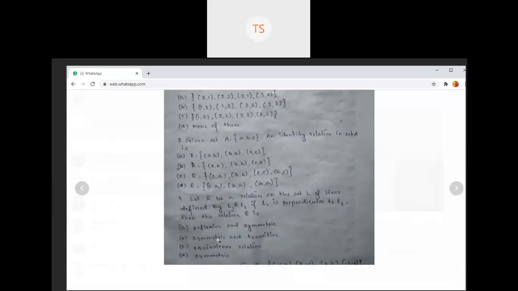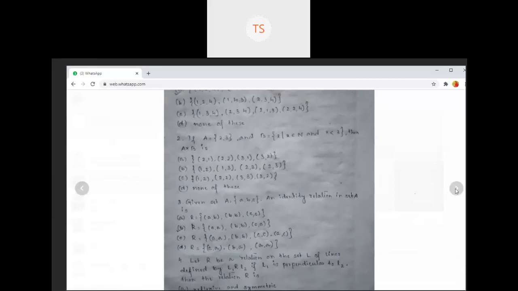Suppose you have two pairs of perpendicular lines. One is L1 perpendicular to L2. You can draw the figure. Next you have another pair: L2 is perpendicular to L3. Then from these two pairs, can we say that L1 is perpendicular to L3? No, ma'am, they are parallel. That means they do not satisfy the transitive property.